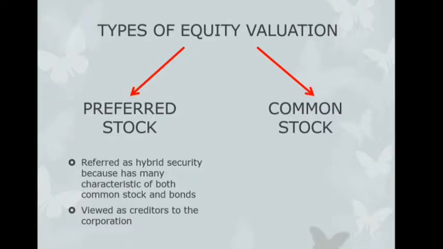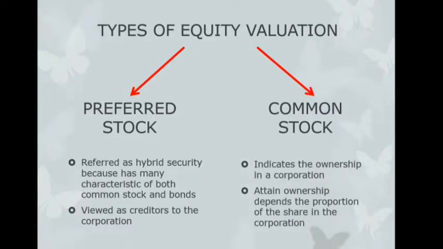Next, we move to the common stock. Common stock indicates ownership in a corporation, and the ownership attained depends on the proportion of the shares held in the corporation.